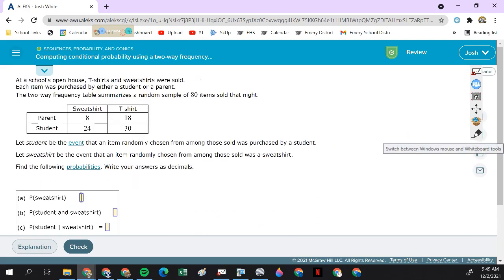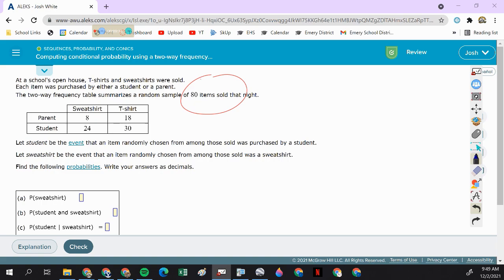Okay, this is called a two-way frequency table. So we are asking 2 questions. And when we ask those 2 questions, whatever response the people get, we stick those numbers in a particular box. So in total, there are 80 items. So you get to choose between sweatshirt or t-shirt and choose between parent or student.